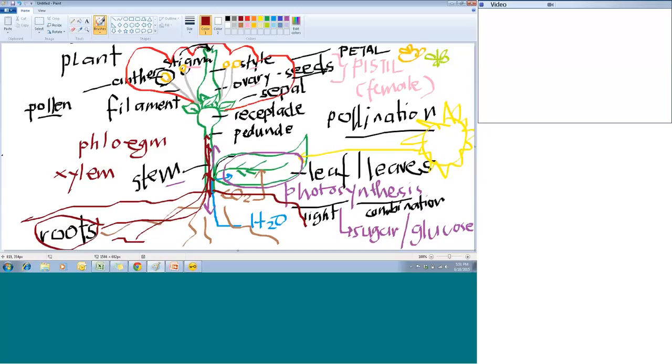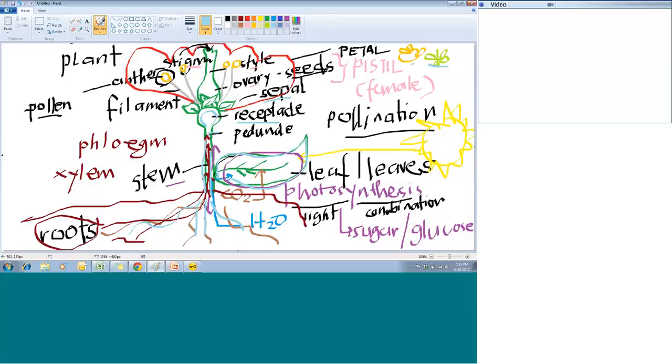And let's review. These are your roots, your leaf, your stem, the stalk here is your peduncle, the bulb-like structure is your receptacle, the tiny leaf-like structures are what we call sepal, enclosing the bud. These are your petals, which attract the insects.